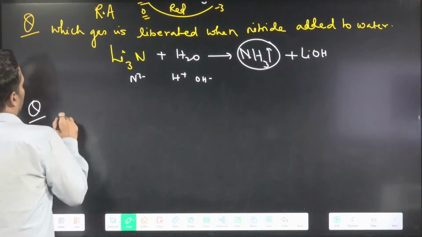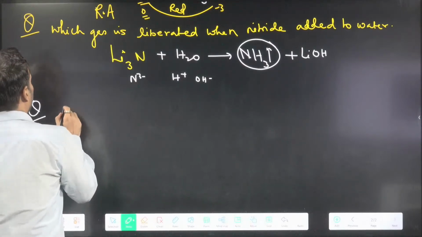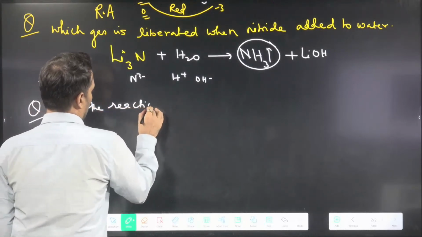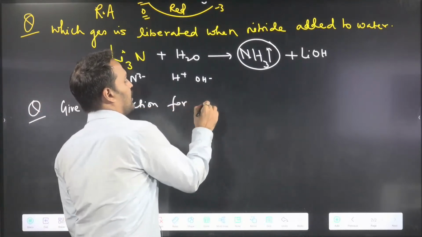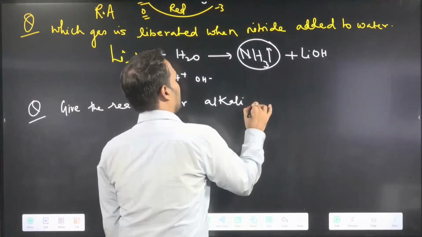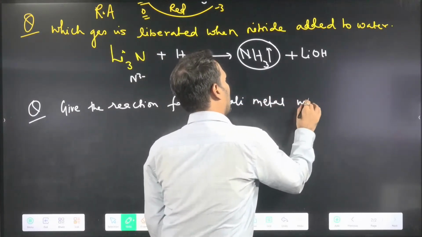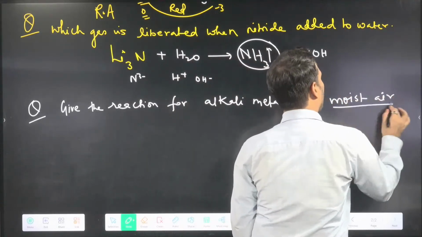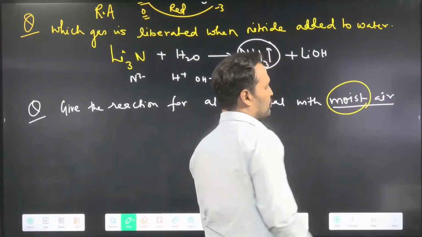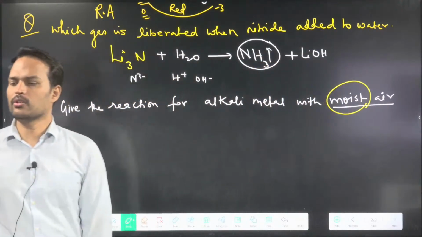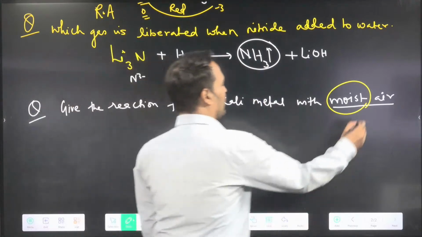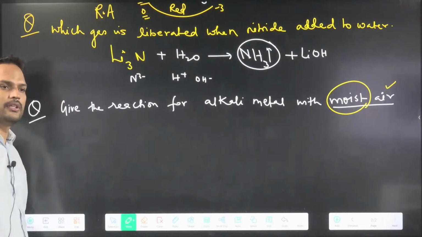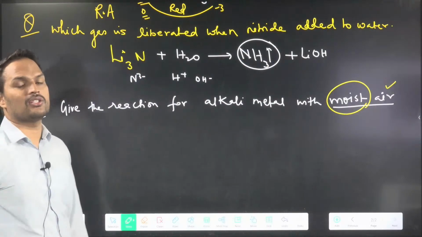Okay? What do they ask? Give the reactions for alkali metal with moist air. Now what is this moist air? They have used the word moist, so water is also there. And air already has O2 and N2. So you have to think like this. Now many reactions will happen.